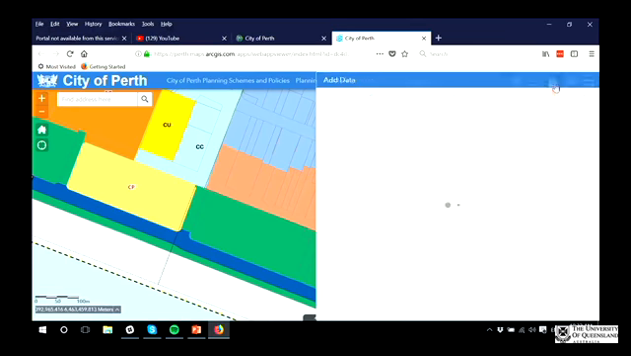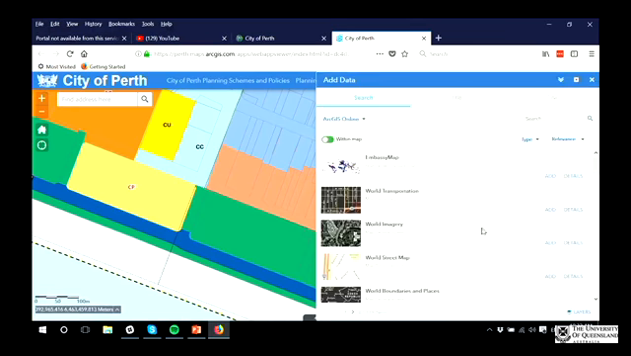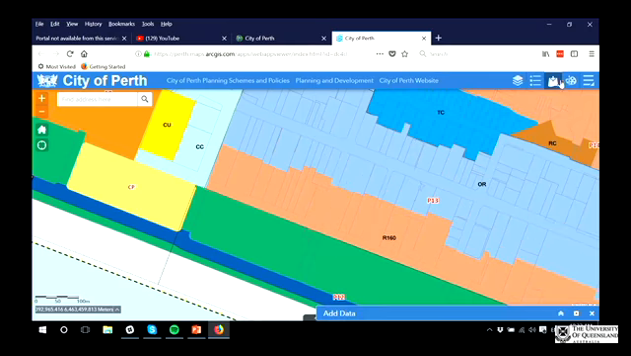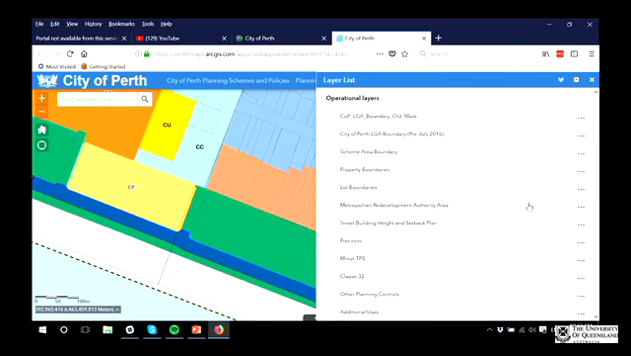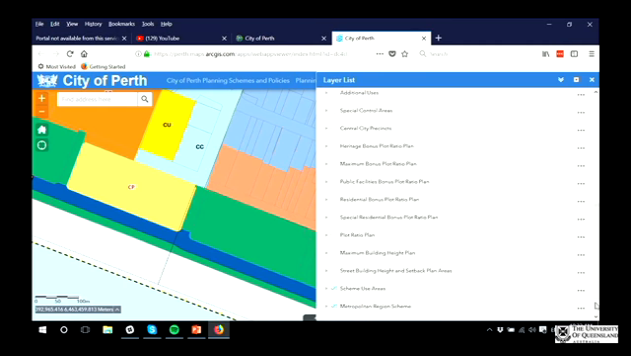I'm looking for this one. So we might go maximum building height. Someone might be planning a redevelopment and want to look at the maximum building heights in different areas. So we can add different layers and then query those again.